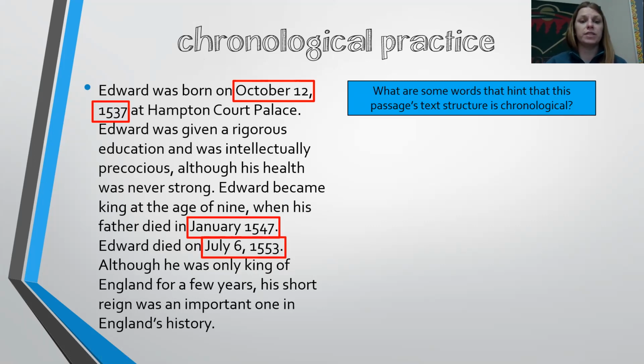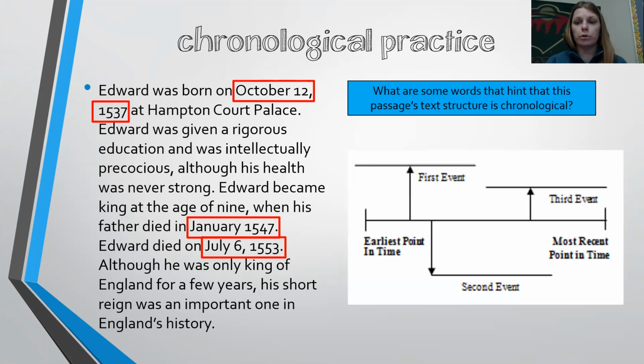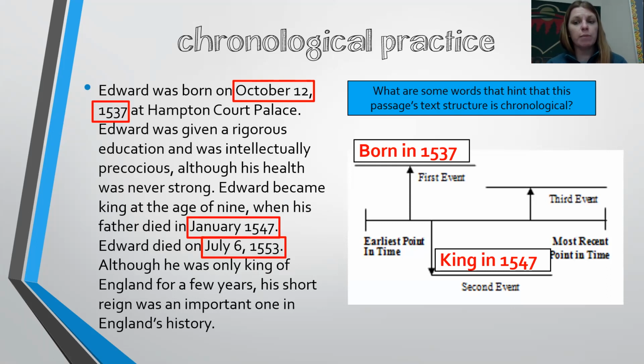Finally, July 6, 1553. And so you take your text structure, your timeline, and you should be able to plug these pieces in and it should make sense. He was born in 1537. That's the first event. Second event is he became king in 1547. And finally, he died in 1553. They go in order of time.